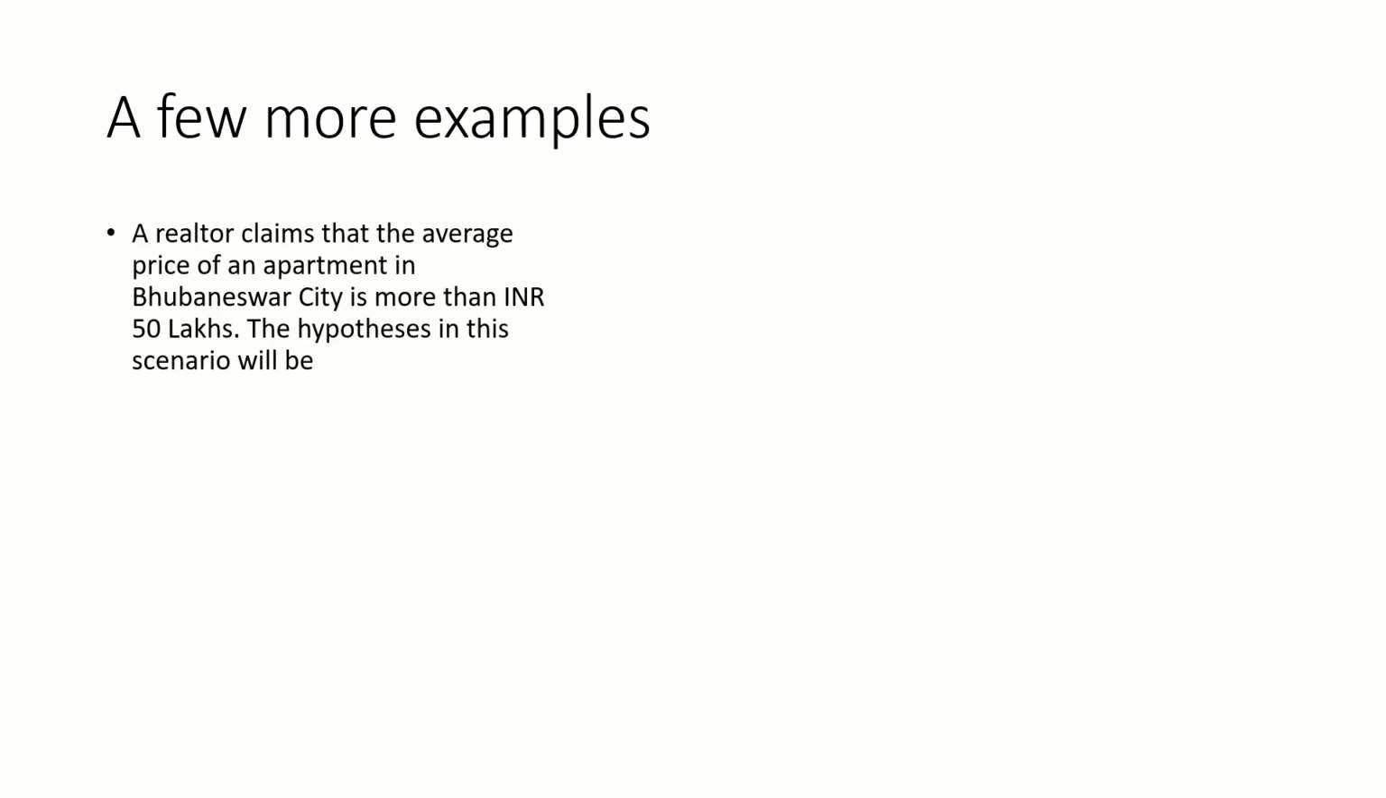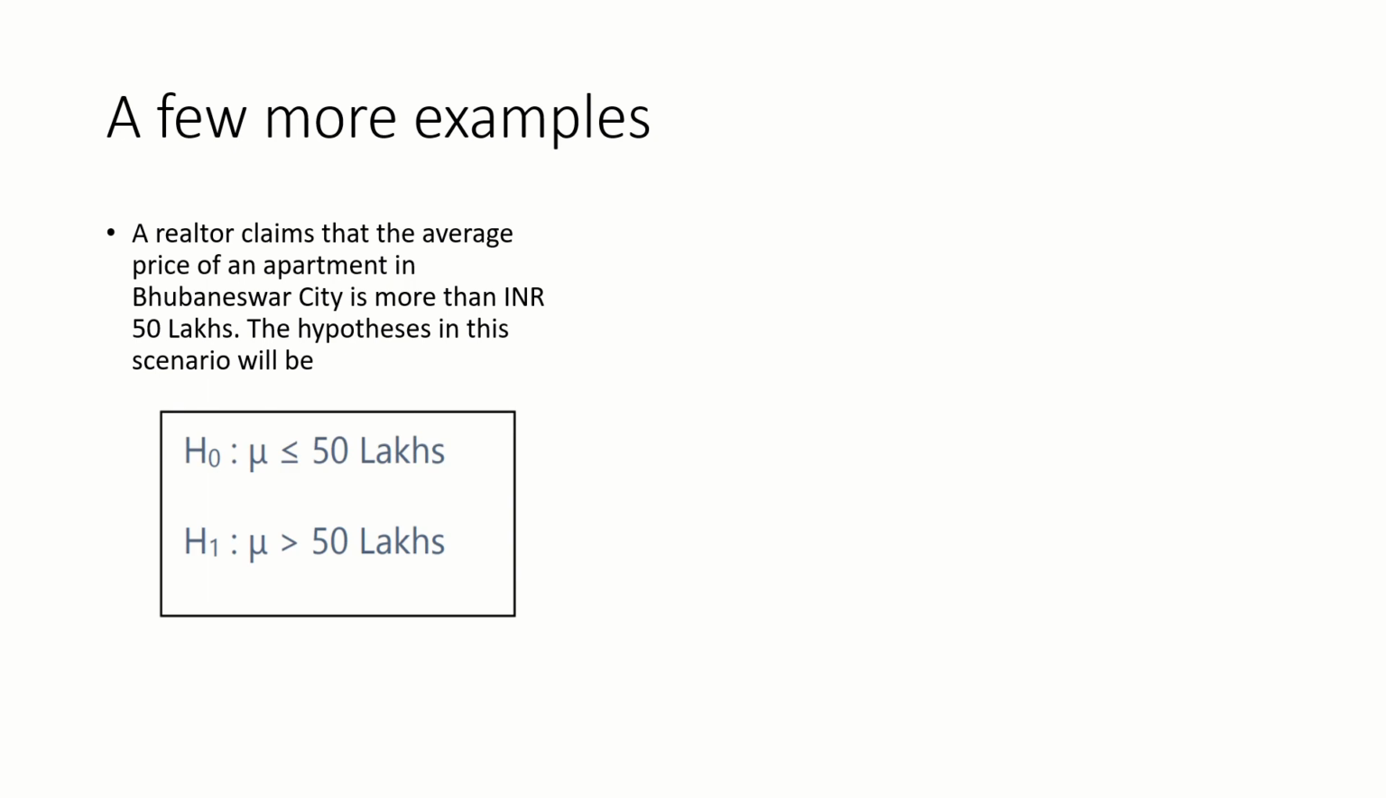A realtor claims that the average price of an apartment in Bhubaneswar city is more than INR 50 lakhs. The hypothesis in this scenario is a new claim. When a claim is made like this, the direction of the tail has to be on the right side. This is the alternative hypothesis, because this is the claim. What is the claim? The claim is that it is more than.